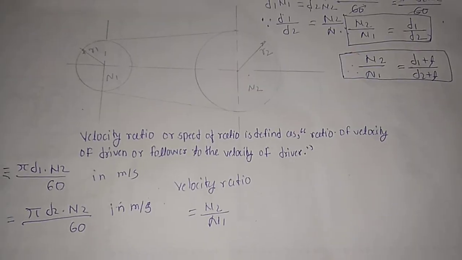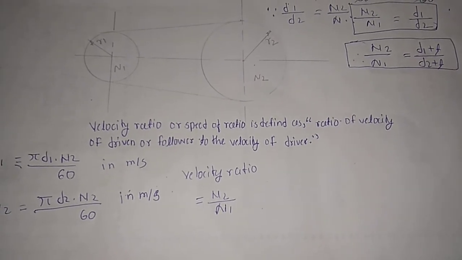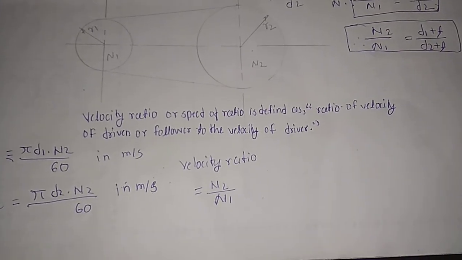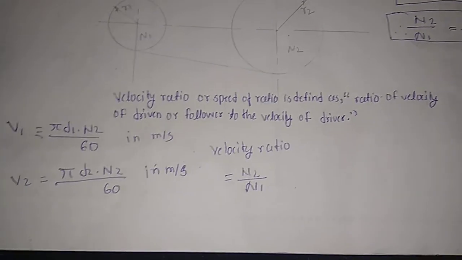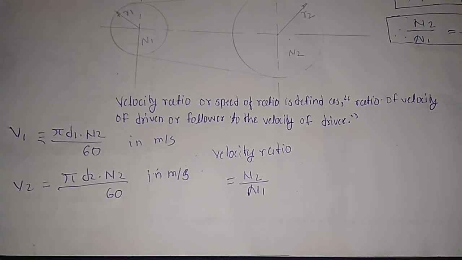We first studied the open belt drive, then the geometric relationship for the open belt drive. The third one was slip of belt, the fourth one was the velocity ratio, and the last one was the law of belting.